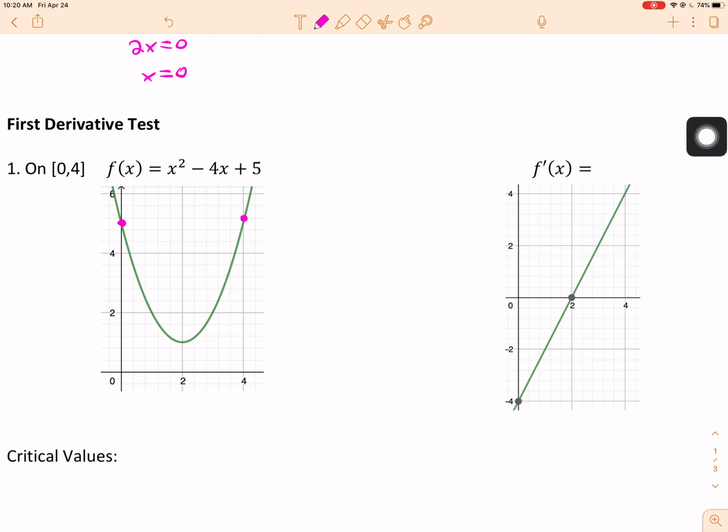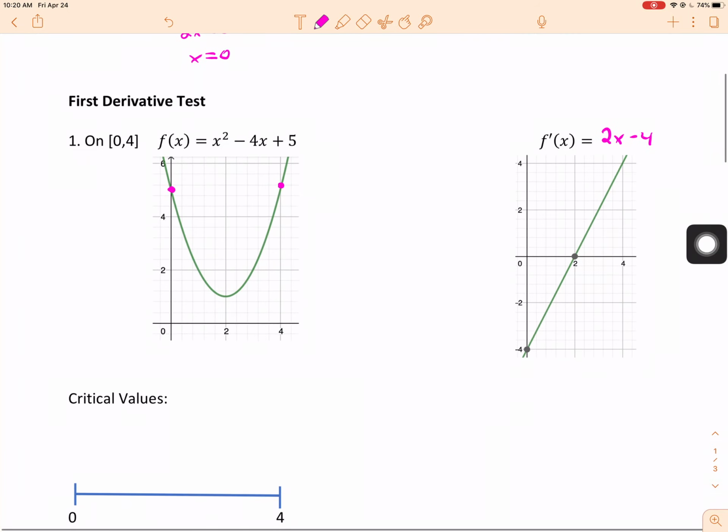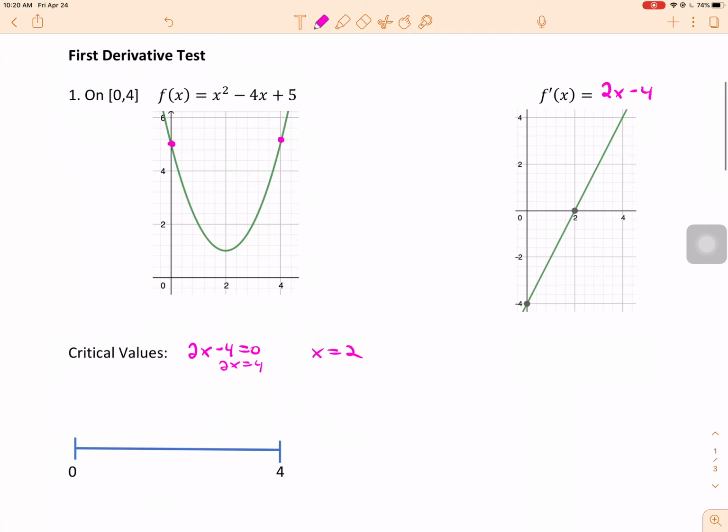And what is the derivative then? Well, the derivative is 2x minus 4, and here's the graph of 2x minus 4. It's linear. It's got a slope of 2 over 1. It's got a y-intercept of negative 4, and there it is. Now, what are my critical values? Well, let's set the derivative equal to 0, and we solve, and we get 2x equals 4, so x equals 2. So our critical value is 2.